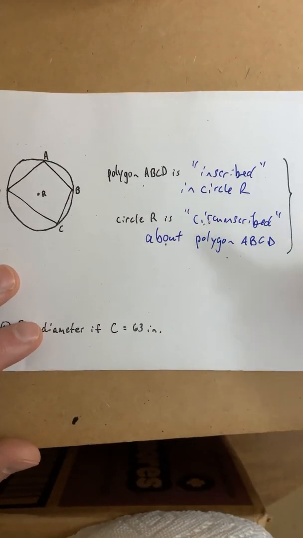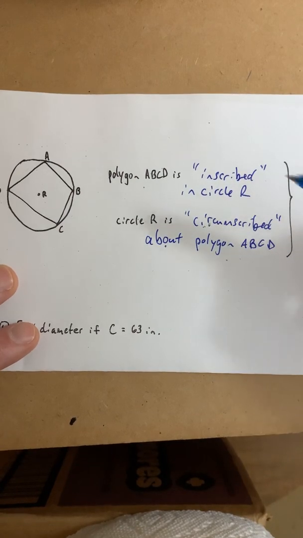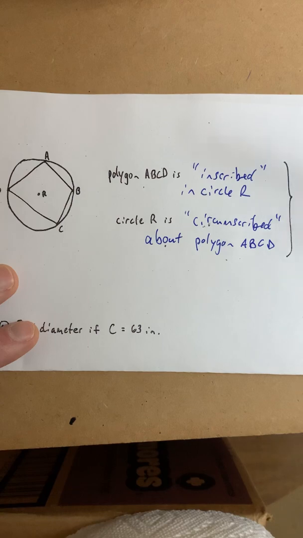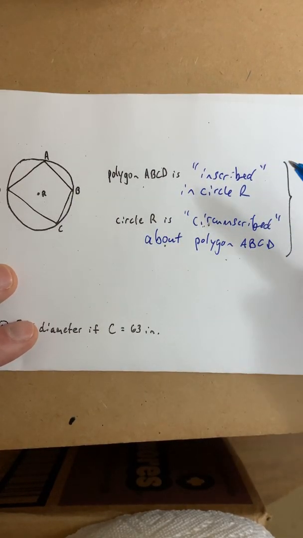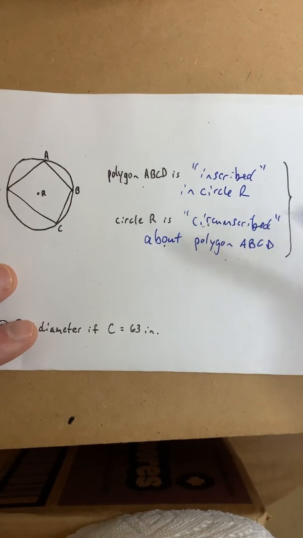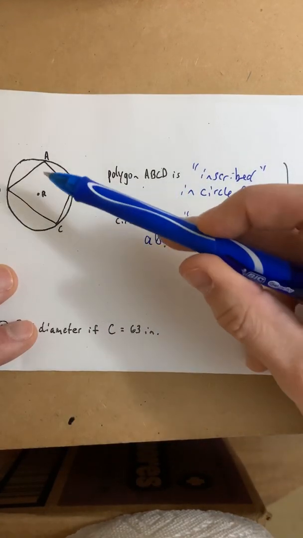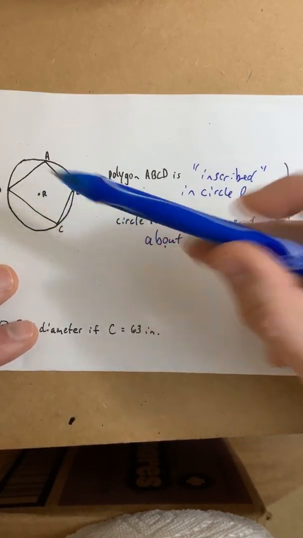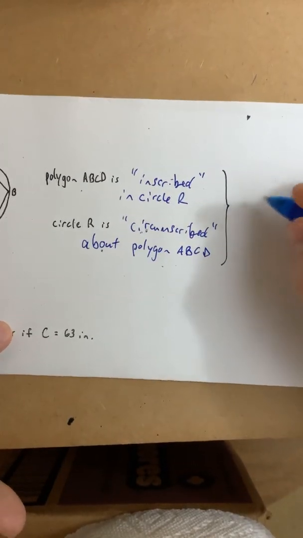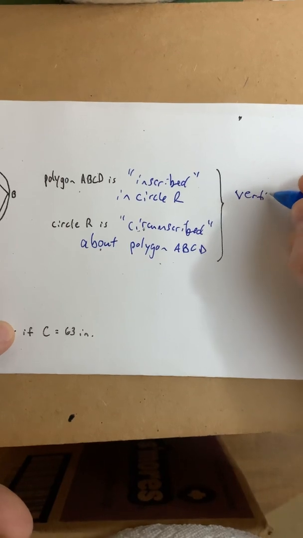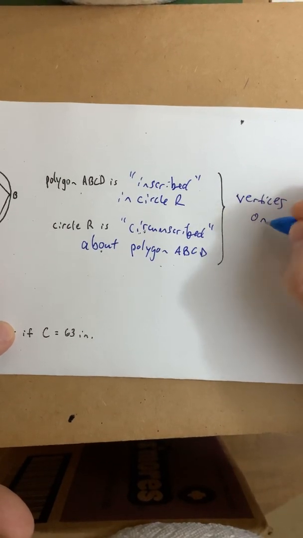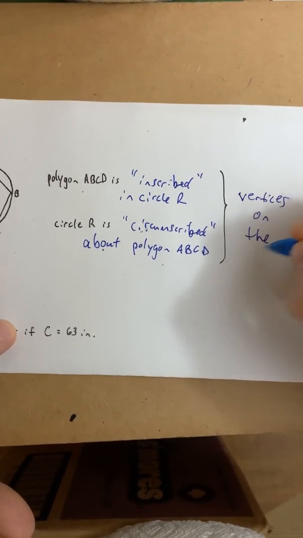Now, also a little more technical as far as inscribed and circumscribed shapes and circles, it can't just be any shape that's drawn inside or around another one. The vertices have to be on the circle. So make a note right here. Vertices must be on the circle.